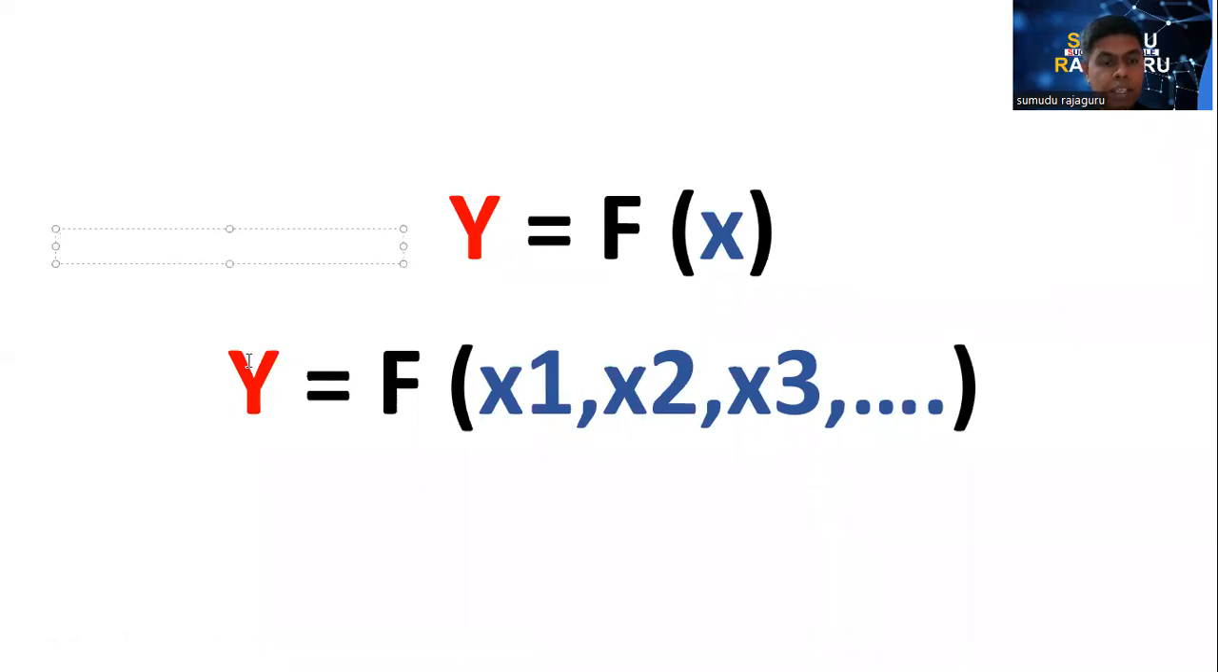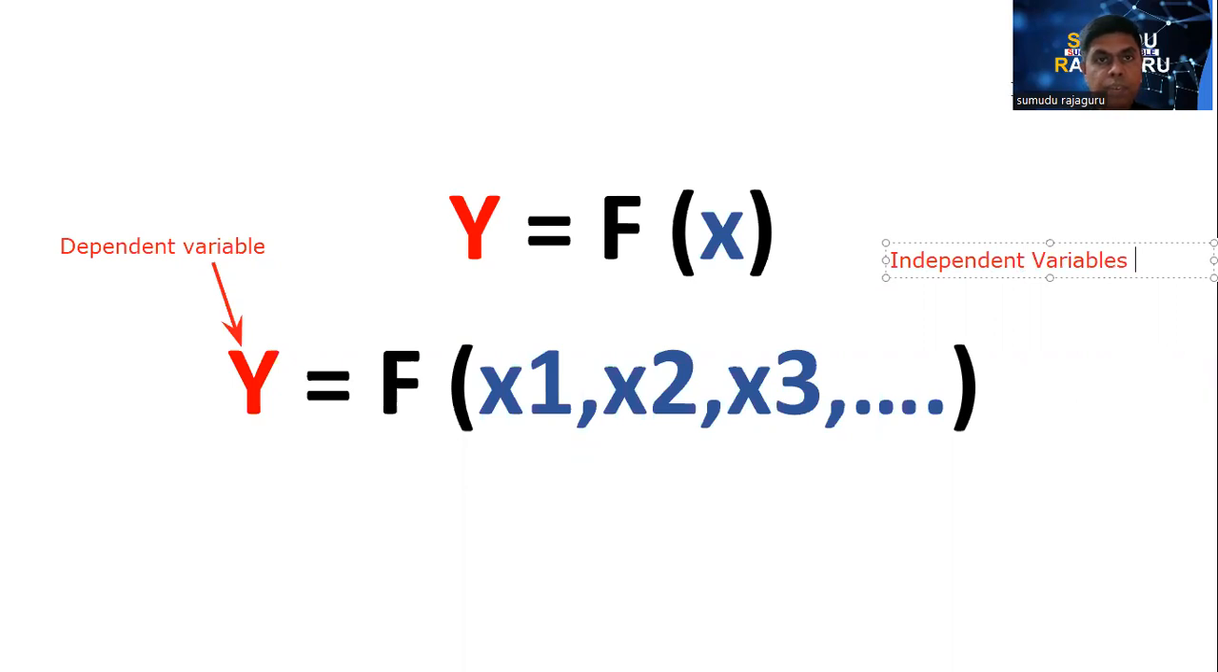Please keep in your mind, we call this y the dependent variable. Y is a dependent variable. Then what is x? X is the independent variables. Independent variables can be several variables.